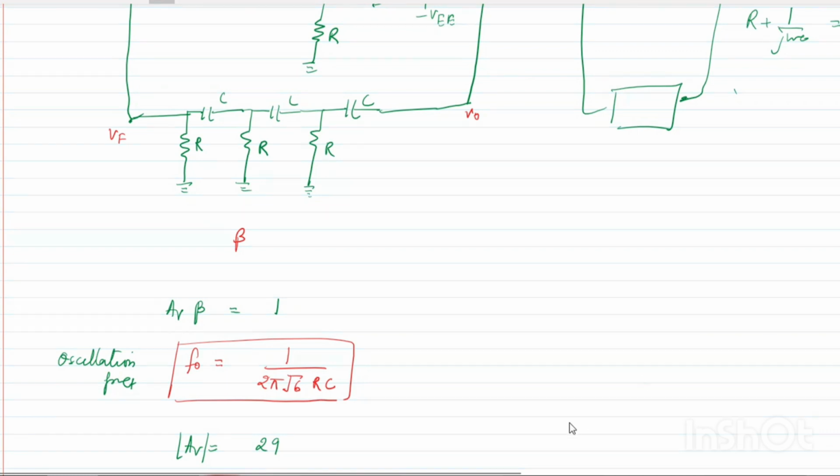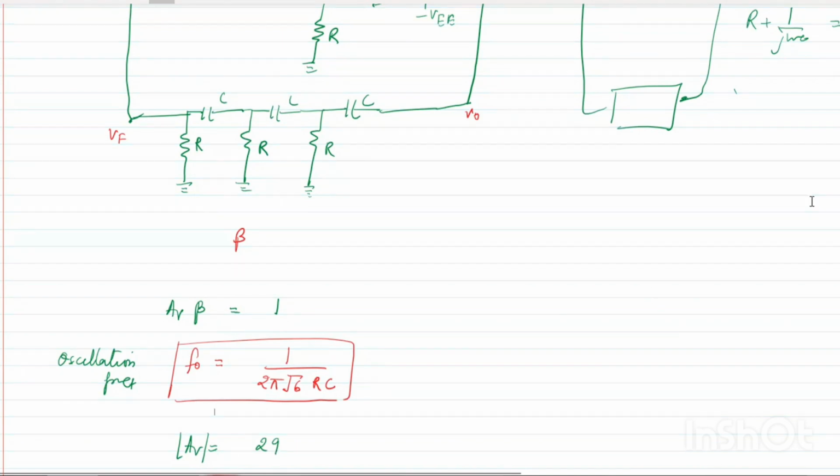Yes, sorry. So if you use this condition A B beta equals 1, I'm going to do the derivation now. So if I use this condition for this circuit, you're going to get F naught equals 1 by 2 pi root of 6 RC. And A B you're going to get is 29.